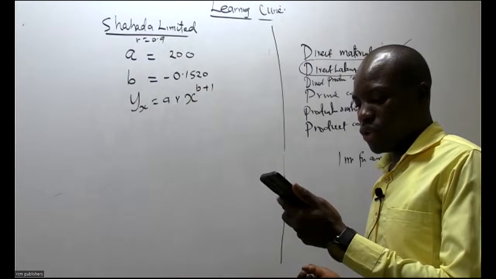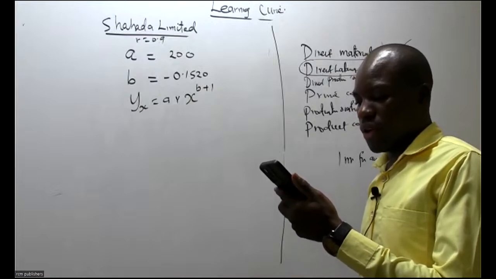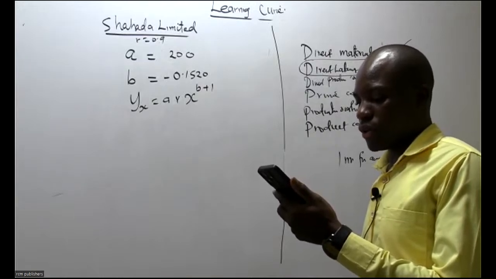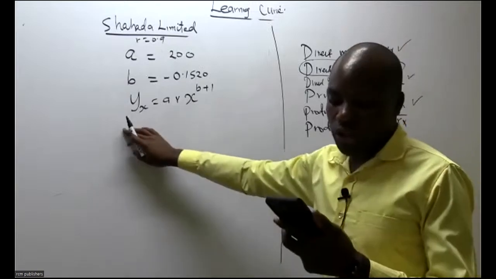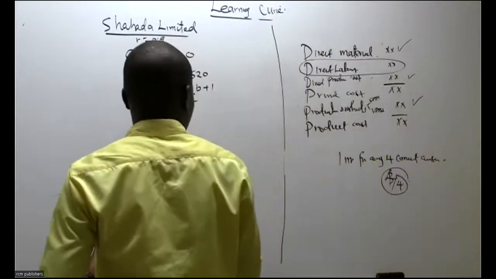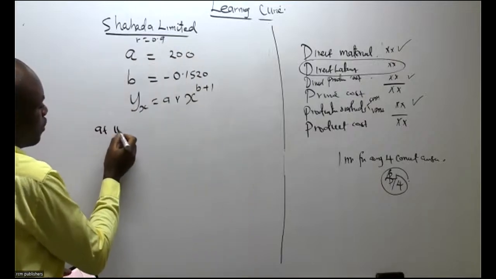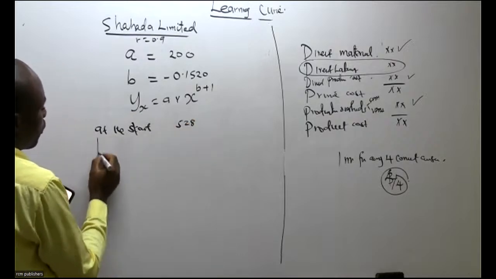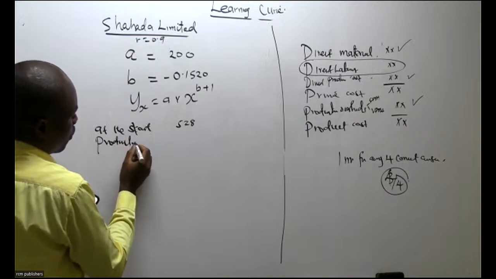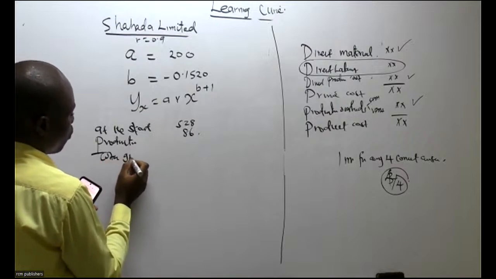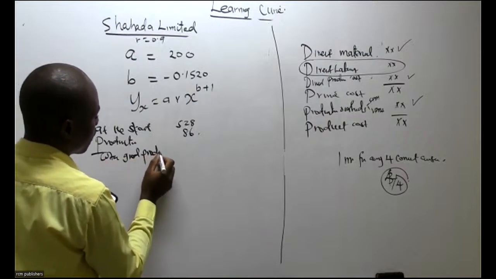So within that question, we are being told that additional information number 1, the following information relates to the previous production period. Cumulative production at the start of the period. At the start of the period, they had cumulative of 528. Production during the period, we have 86. Total goods produced so far.